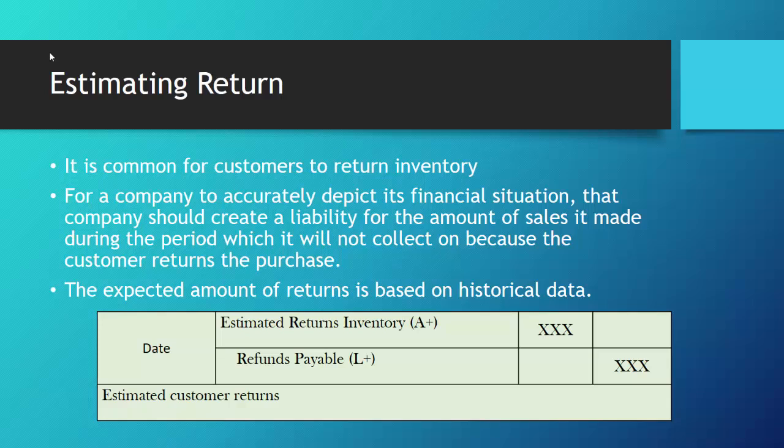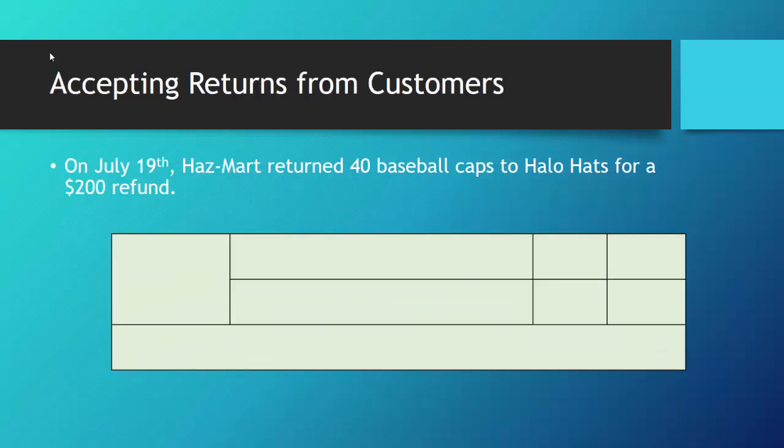Companies make this periodically based on the historical percentage of inventory that's returned to them. If 1% of sales are returned historically to your company, well then at the end of each period you would make this entry equal to 1% of that month's sales revenue. Let's assume that Halo Hats has already made that entry before this happens. On July 19th, Hasmart is going to return 40 baseball caps to Halo Hats and they're going to get a $200 refund. Well, in this entry, we're going to have to record two transactions as well.